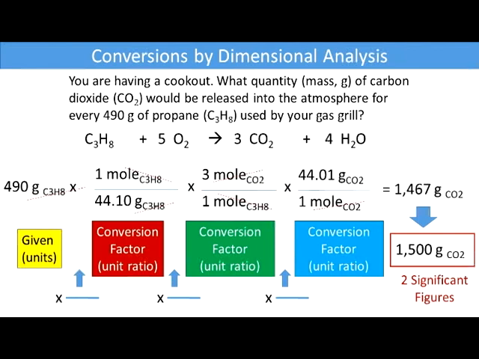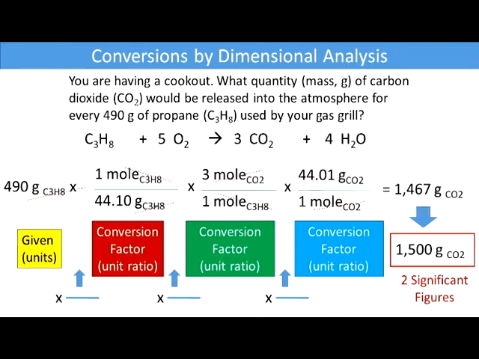So I'd now like to show you an example of what this might look like if you were doing a chemistry problem. And here it is. You're having a cookout. What quantity, mass in grams, of carbon dioxide would be released into the atmosphere for every 490 grams of propane, C3H8, used by your gas grill? In chemistry, we would write a balanced equation, which is not the goal of this video, but we point that out to you.